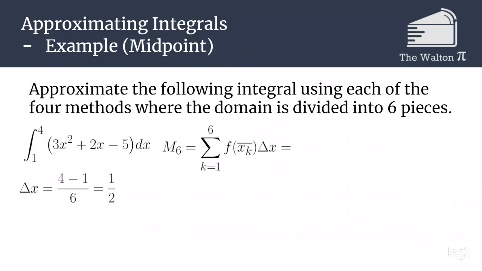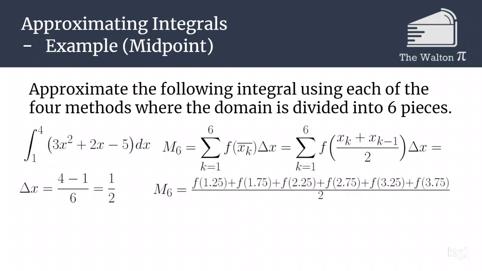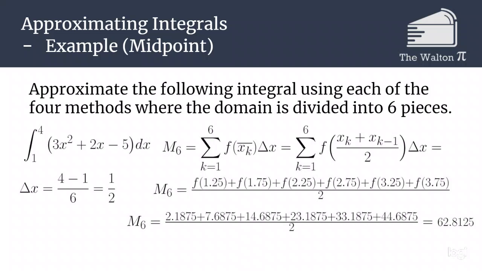If we were to do the midpoint rule, this is going to be the sum from k equals 1 to 6 of f of x sub k bar times delta x. And we need to remember what x sub k bar is: that's just the average of x sub k and x sub k minus 1. And so when we calculate these, this is going to be f of 1.25 plus f of 1.75, and so on. And when we evaluate this, this is going to give us 62.8125, which is between the 50 point something and the 70 point something that we had from our left and right endpoint approximations respectively. And so what we can also do is check the trapezoid.